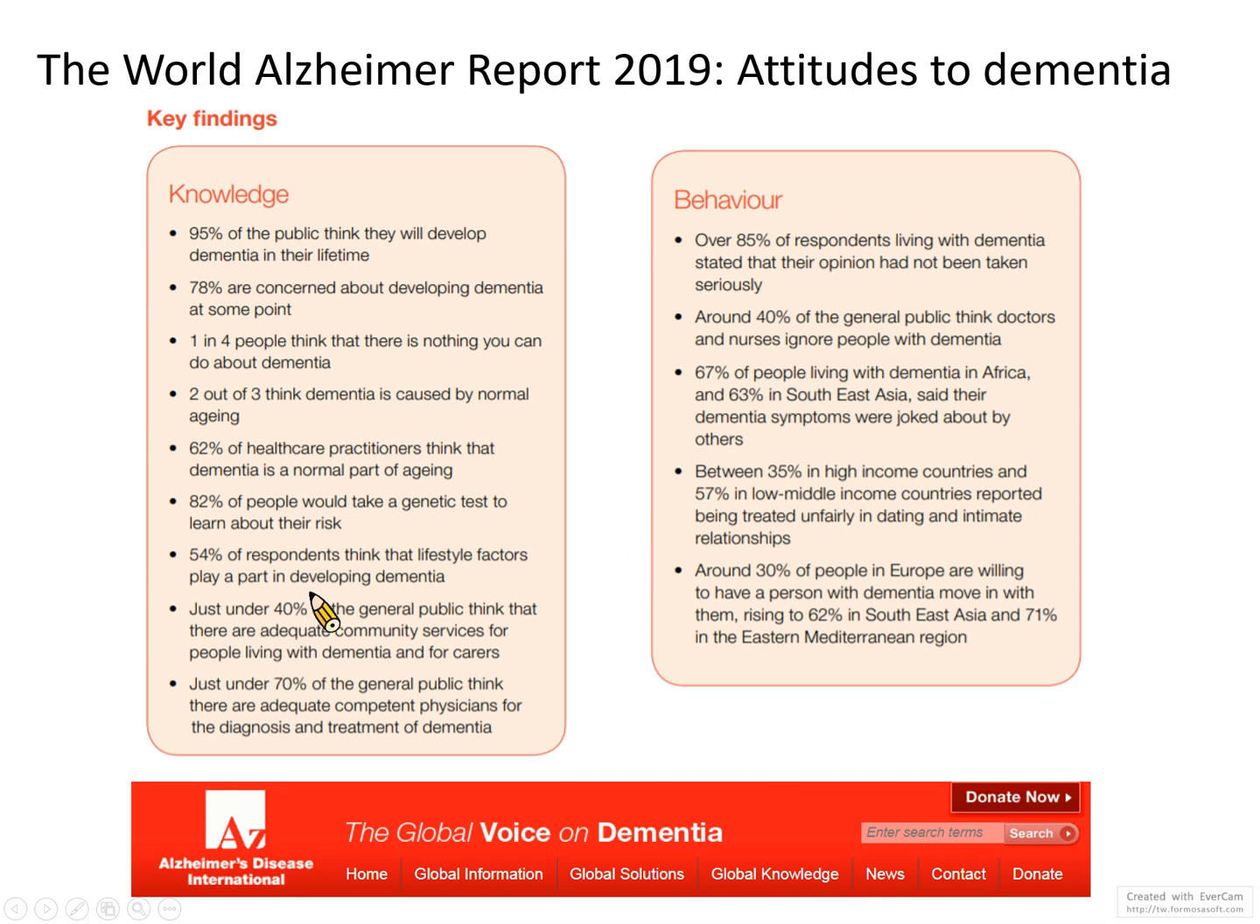For example, here you can see that just under 40% of the general public think that there are adequate community services for people living with dementia and for carers. And the rate is also not high in, for example, under 70% of the general public think there are adequate competent physicians for the diagnosis and treatment of dementia. So we really need more resources and research identifying dementia and even phenotyping dementias.